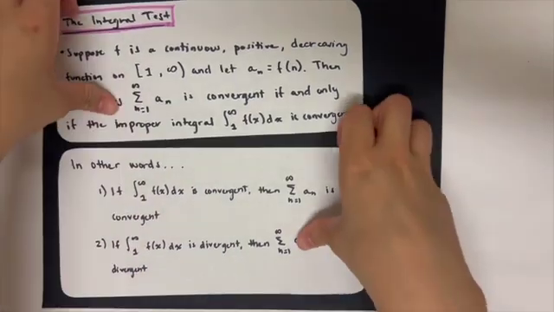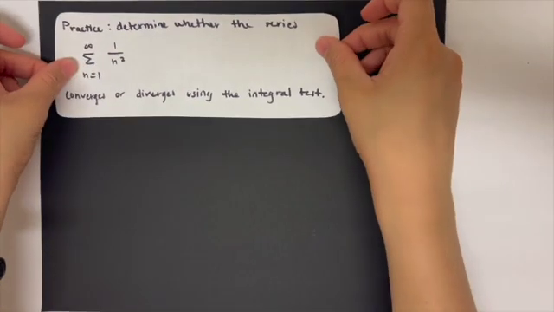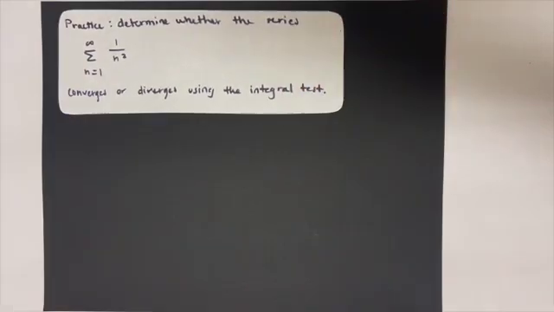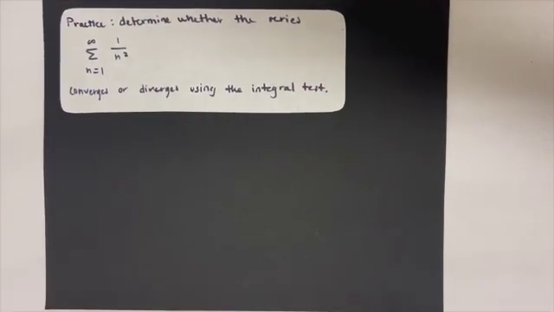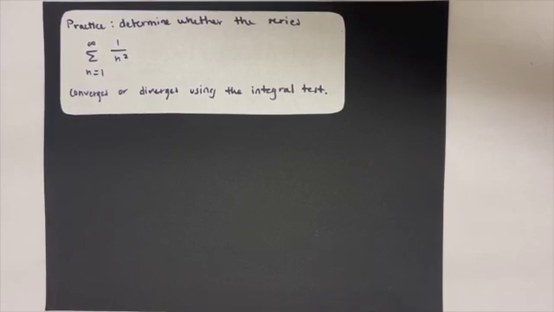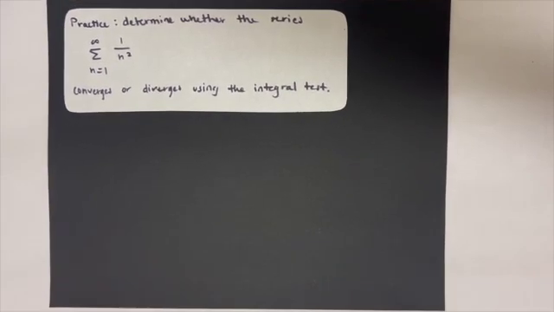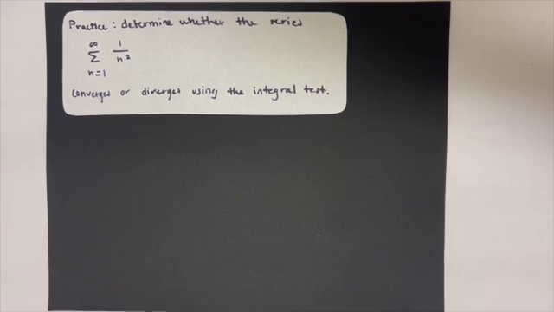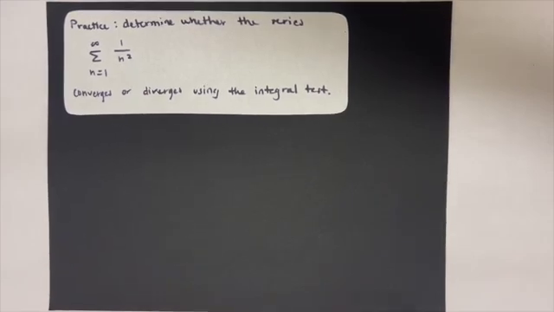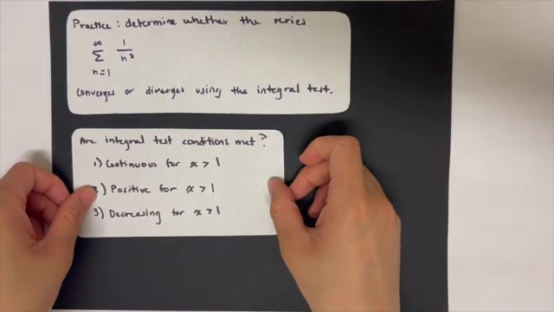Let's practice this. Determine whether the series from 1 to infinity of 1 over n squared converges or diverges using the integral test. Our first step should be seeing if this series meets the conditions for the integral test.